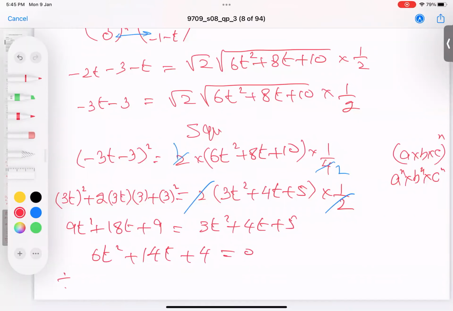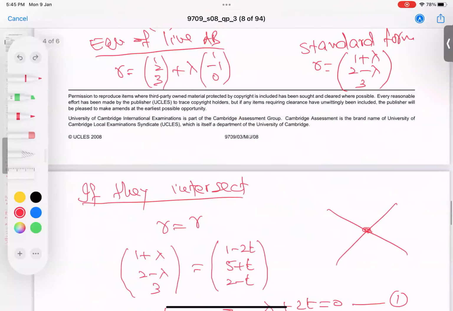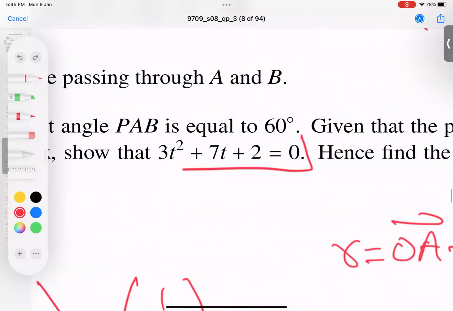Okay, I think divisible by 2, I got 3t to power 2, 2 sevens are 14 and 2 twos are 4. Check 372, 372, 372. Let's see, 372. Alhamdulillah, it totally matches. This is the equation he was asking us, which totally matches.